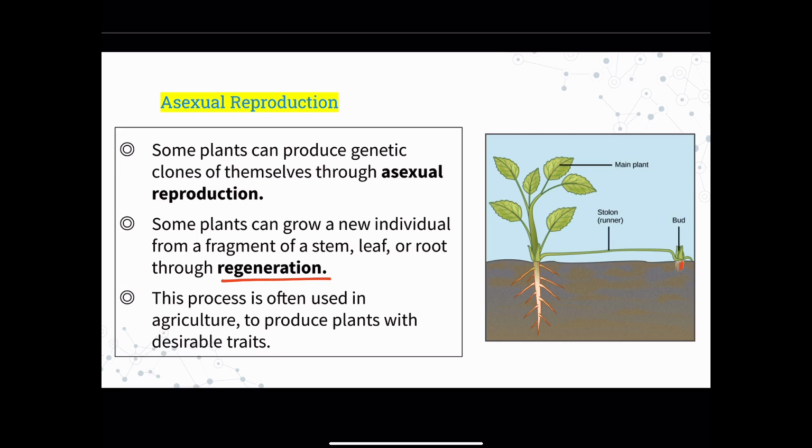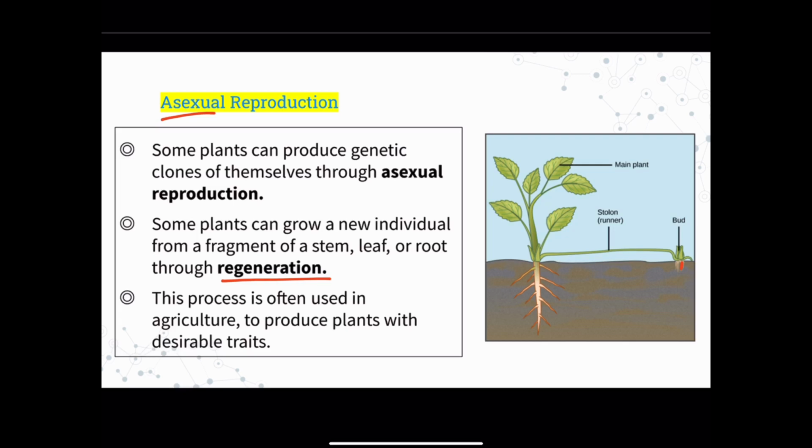So there are certain plants that will do this asexual reproduction. This process is often used in agriculture to produce plants with desirable traits. So if we see a cactus that we really like and it's really pretty, we can take pieces of that and grow more of them, so we get the traits that we continually want.